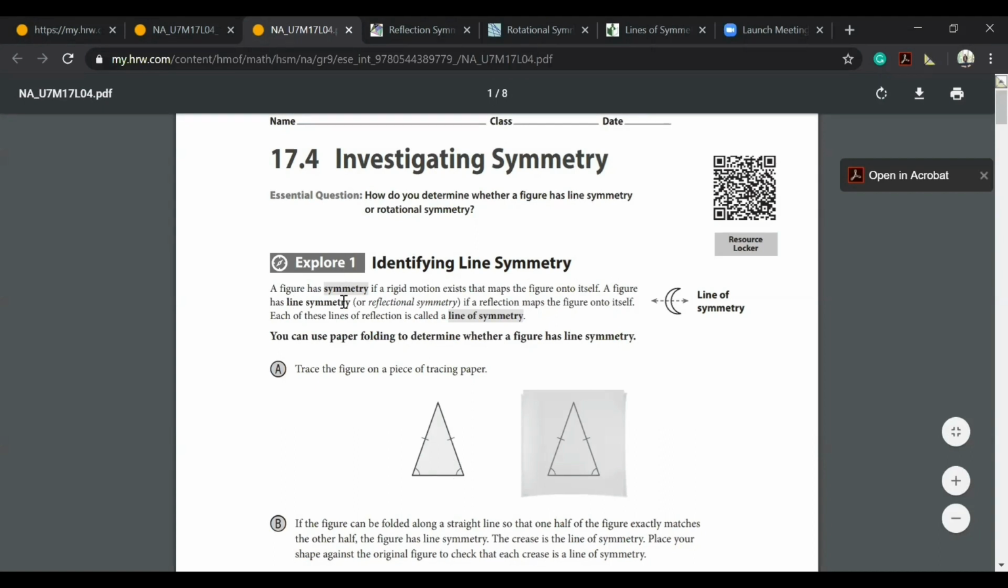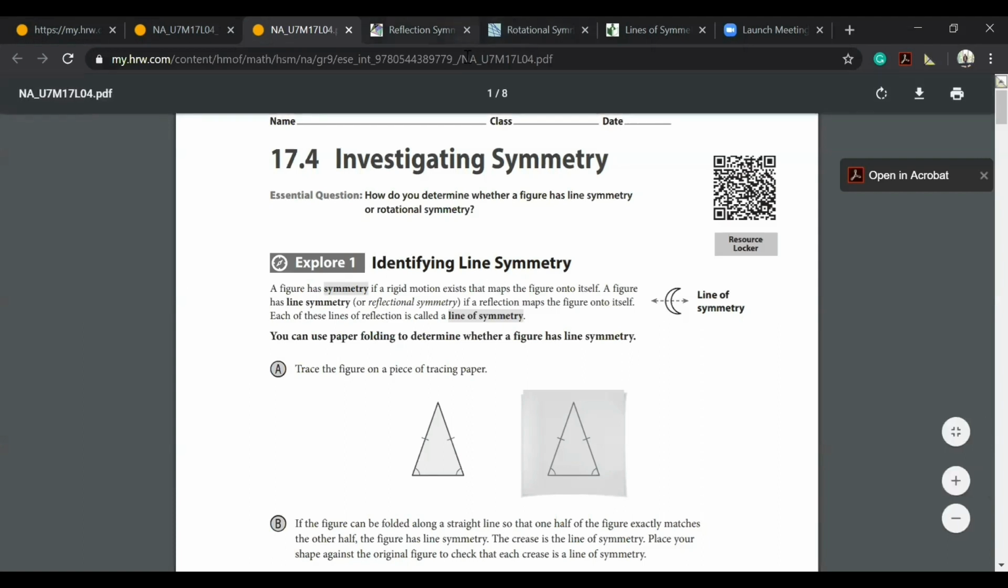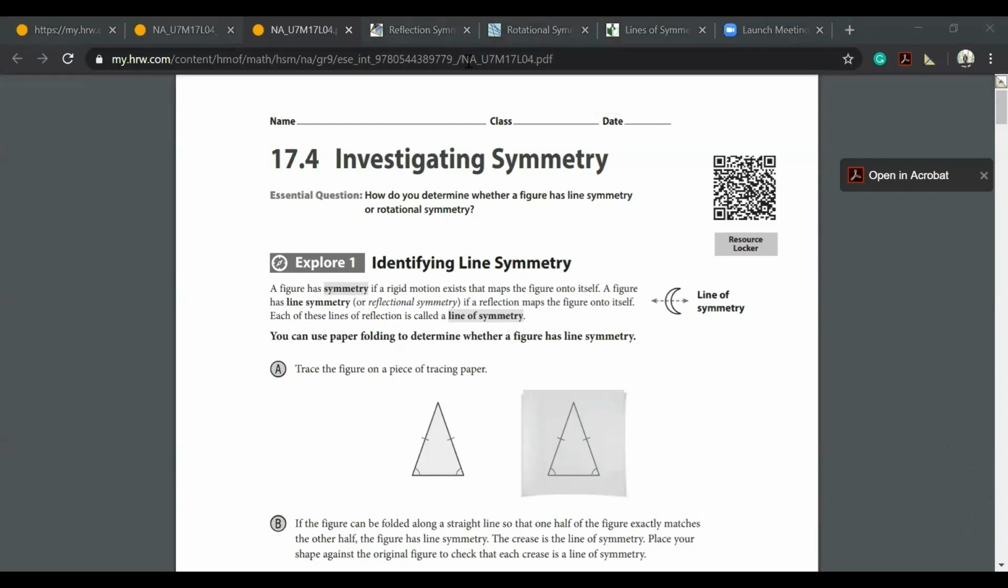A figure has line symmetry. What is line symmetry? Before that, we understand that symmetry means equal, similar, equal parts. Symmetry, girls, has two kinds. We are going to be investigating symmetry in two kinds. You are going to be asked in exams a question about a figure. He will give you a figure, and you are going to be required to tell him, does this have line symmetry or rotational symmetry? But the first thing you need to understand is that the symmetry we are going to investigate today is of two kinds.